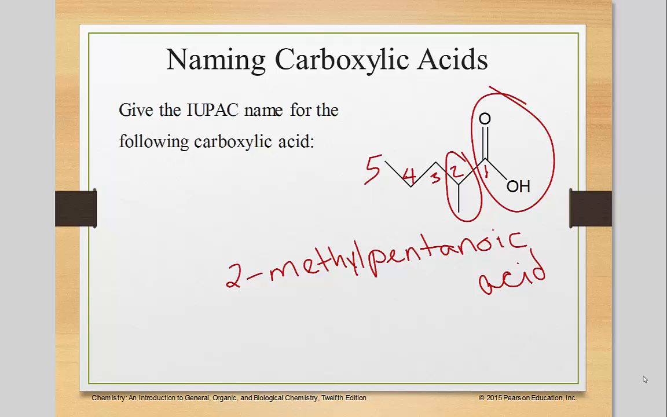Another thing I want to point out right now is the fact that sometimes when you have it written out, you'll see COOH. That and that is interchangeable. So if you see COOH there, that means that you have a carboxylic acid.